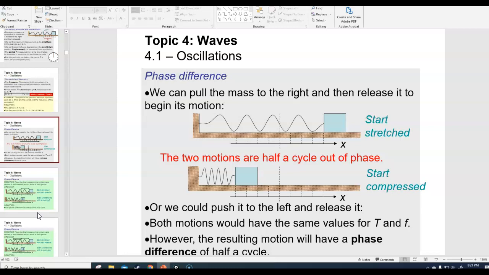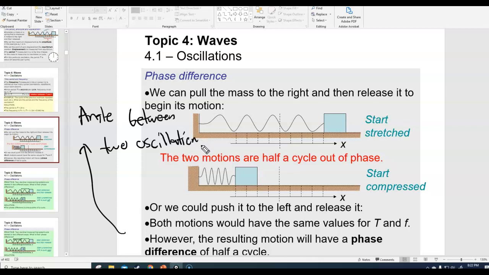So in this situation, whether I pull the mass out and let it go, or push it in and let it go, it's still going to oscillate back and forth, and the graph is still going to look like a sine or cosine function, but they're going to be out of sync with each other. There's going to be what's called a phase difference. That's a terminology that you need to be aware of. A lot of the time we're talking about the angle between two oscillations.